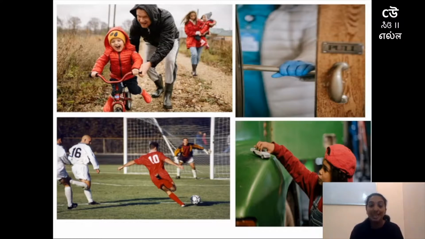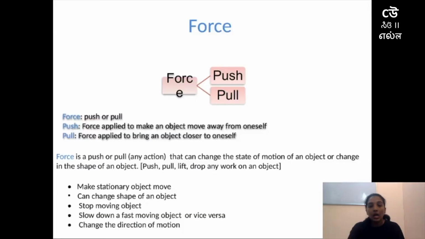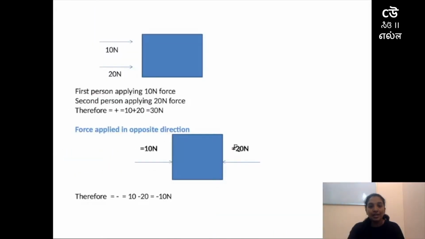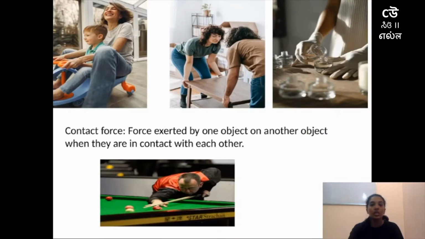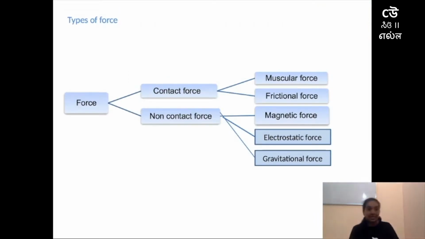So force is classified into two types. One is contact force and the other is non-contact force. To make you understand what is contact and non-contact force, I'll be giving some examples. Muscular force and frictional force are contact forces. Magnetic force, electrostatic force and gravitational force are examples of non-contact force.